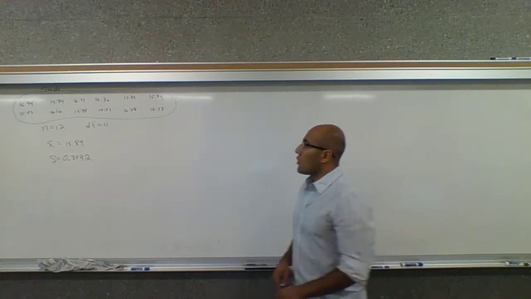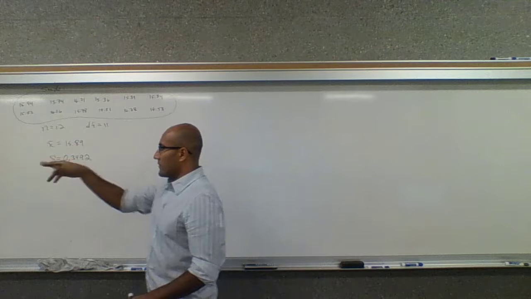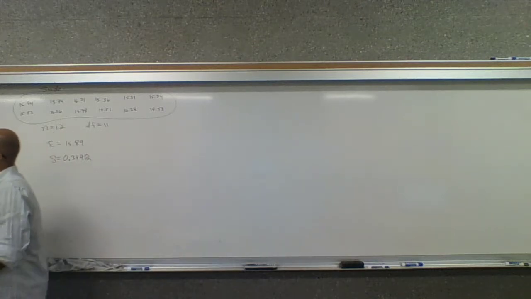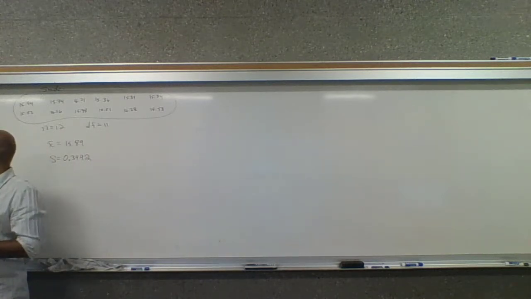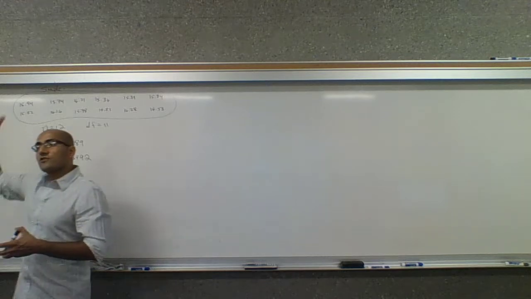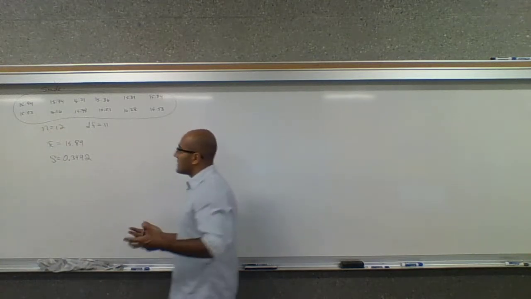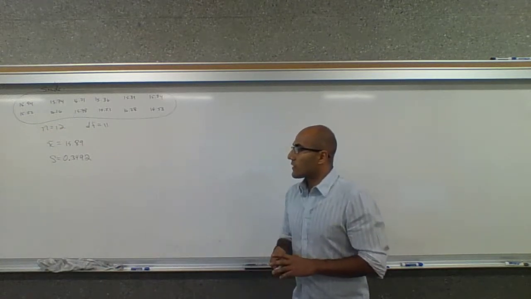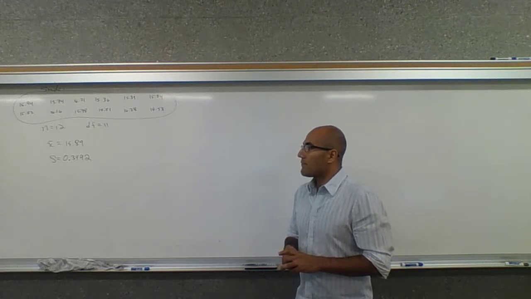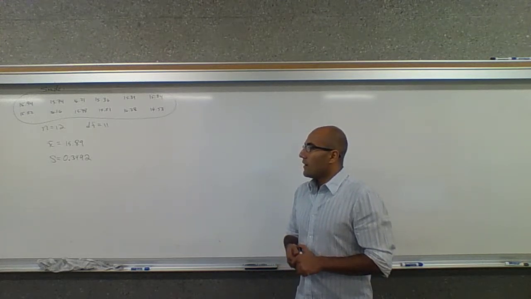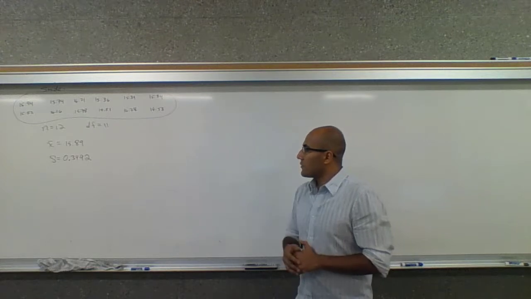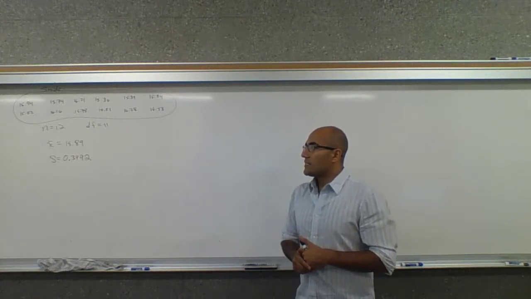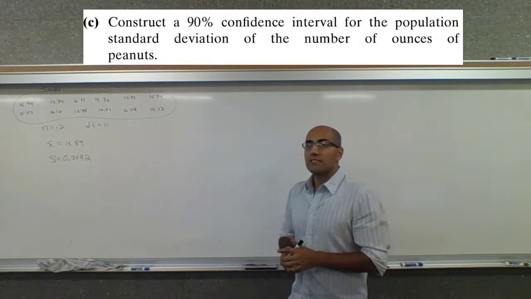Okay. So next it says, verify that the data come from an approximately normal distribution. So you have to do the normal probability plot. Once we do that and we see that they are approximately normal, then we're comfortable in saying that it does come from a normal distribution. Determine the sample standard deviation, we already did that. And now it says part C, construct a 90% confidence interval.